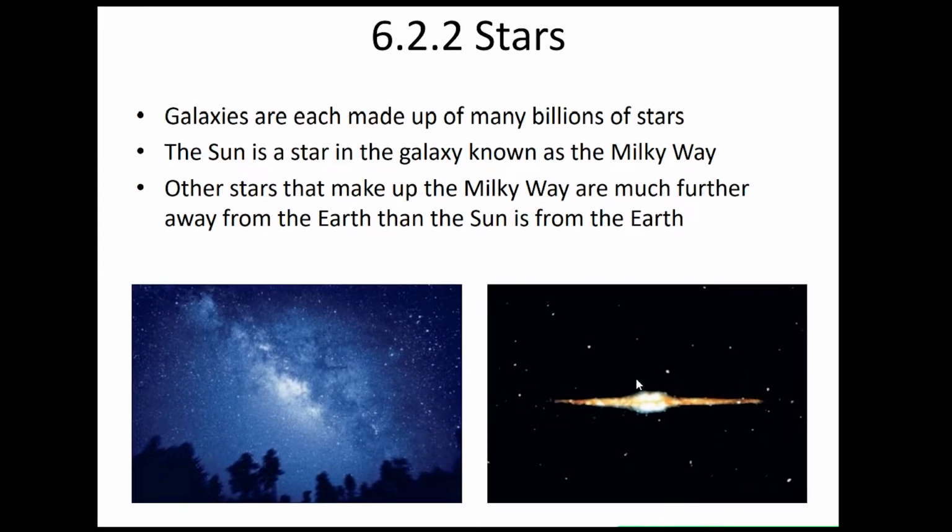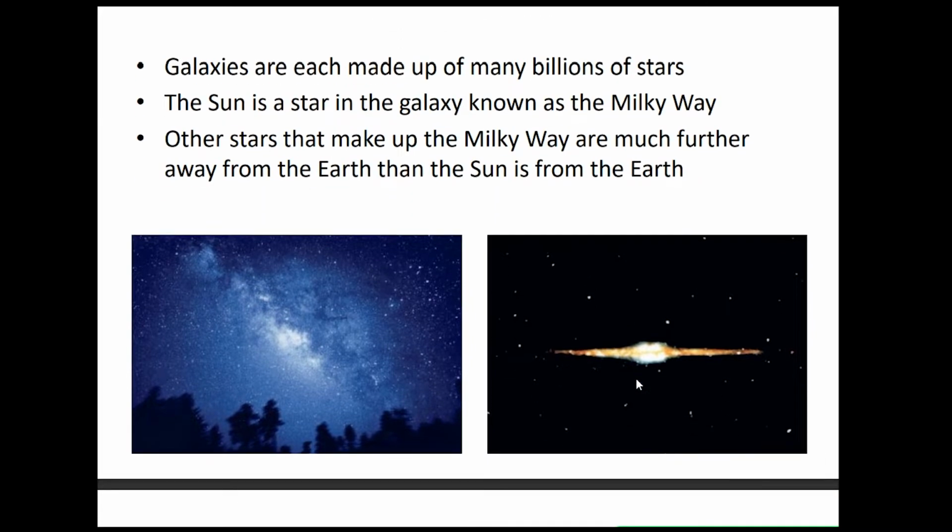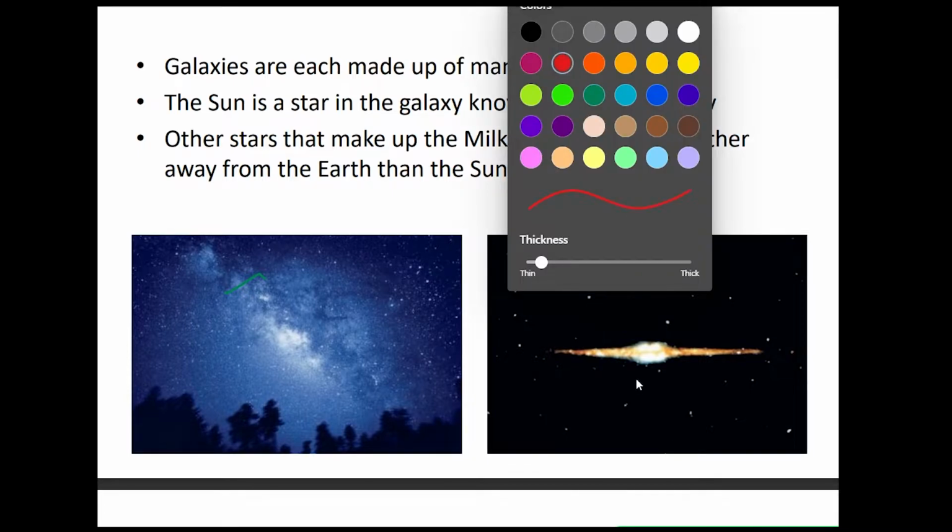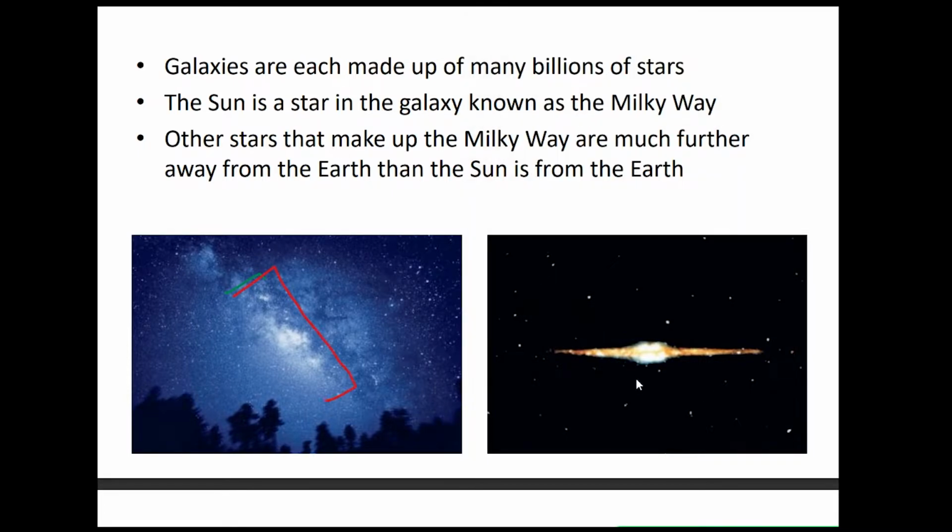We have stars, and the nearest galaxy that we have is the Milky Way, right? This is what the Milky Way looks like from Earth. This is what we see on a clear sky or on a clear day. This is what we can see. And this is another image of the Milky Way, right?